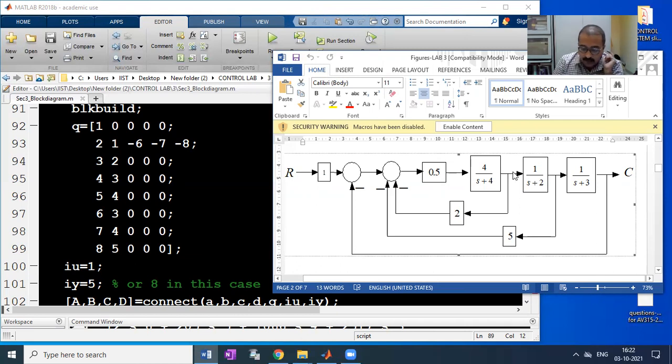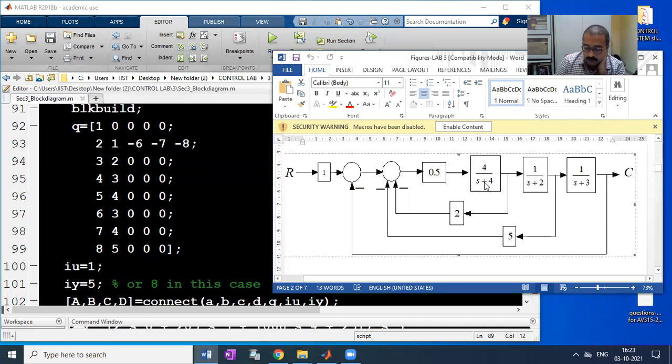I will explain once again. When you consider this, we have defined this as our block 2. For this block 2, inputs are coming from block number 1. This we have defined as block number 6. This we have defined as block number 7. And this we have defined as block number 8. So as far as block number 2 is concerned, the inputs are from block number 1, plus sign, block number 6, negative polarity, so -6, block number 7, again negative polarity, so -7, and block number 8, again -8. So that is how I got 2, 1, -6, -7, -8.